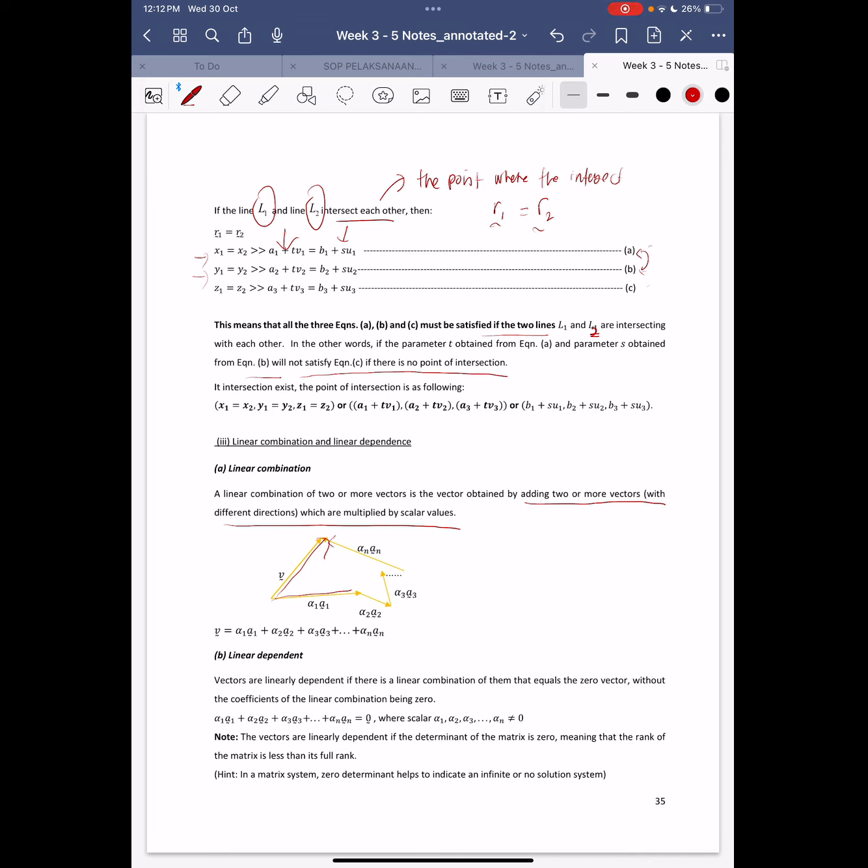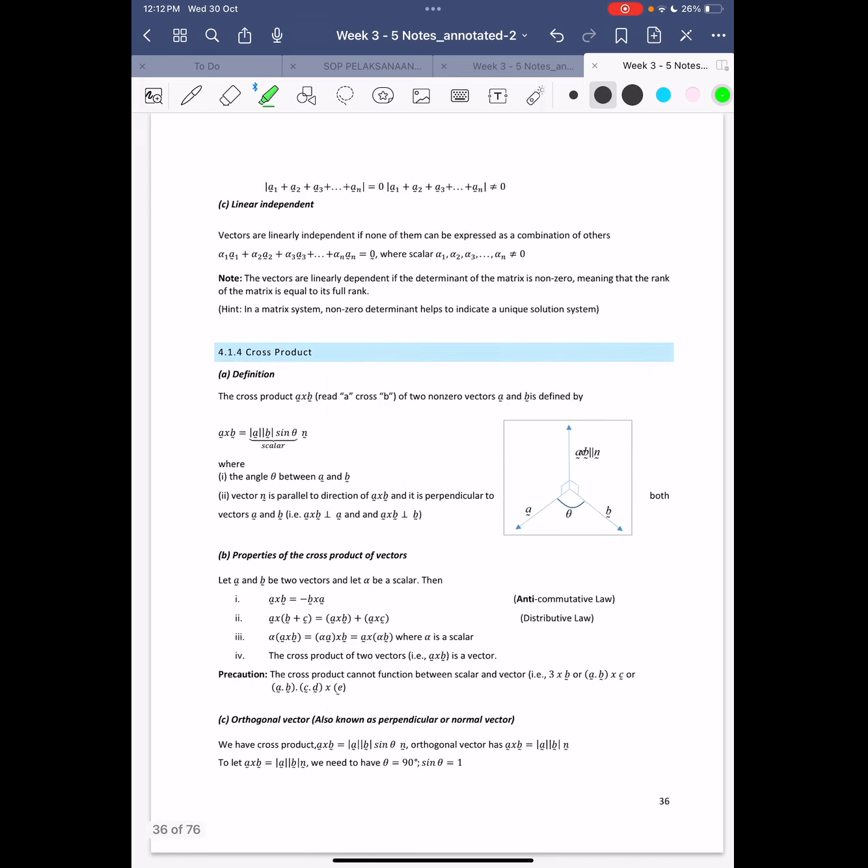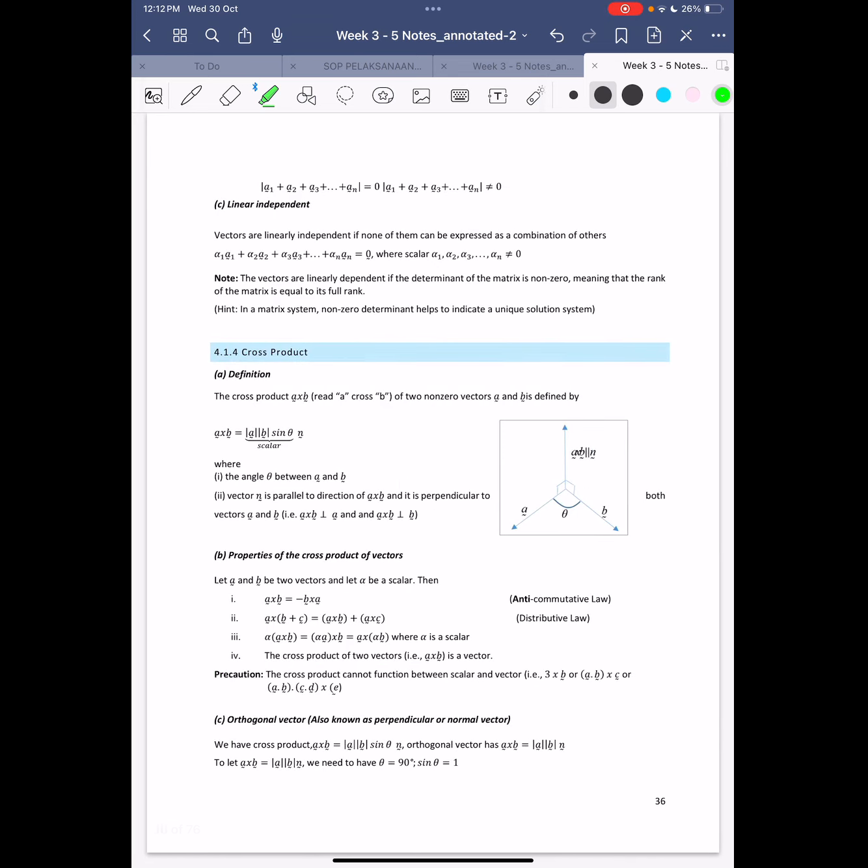Okay, and the vectors are said to be linearly dependent if the determinant of the matrix is 0, or not equivalent to 0. It goes to infinity here. But they are linearly independent if the determinant is not equivalent to 0.